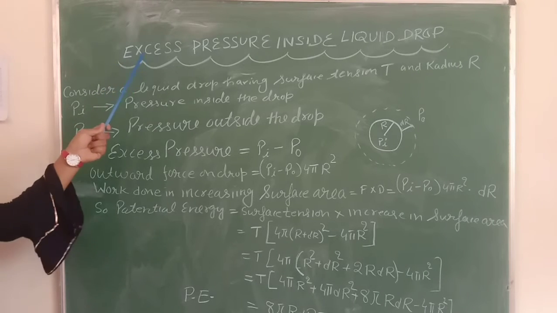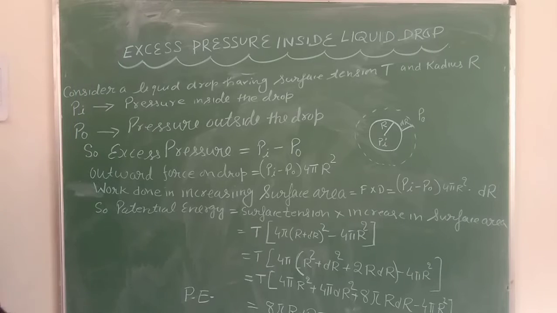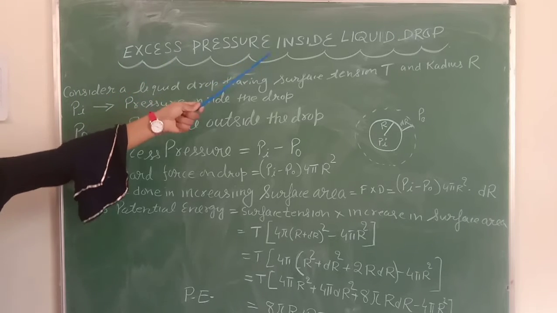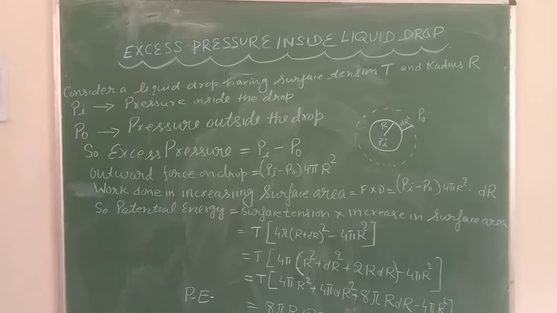So as you can see, the topic is written at the top of the board, that is excess pressure inside liquid drop. So students, first of all you should know what a liquid drop is. Everyone has seen liquid drops, and liquid drops are spherical in nature. This we have already studied, that it is due to surface tension. But obviously if anything is spherical, that means some pressure is applied from the inside of that object. So here we will talk about that inside pressure, and the outside pressure means atmospheric pressure. So let us start.